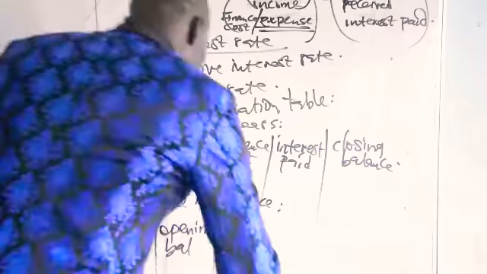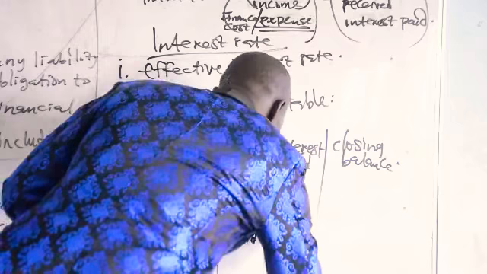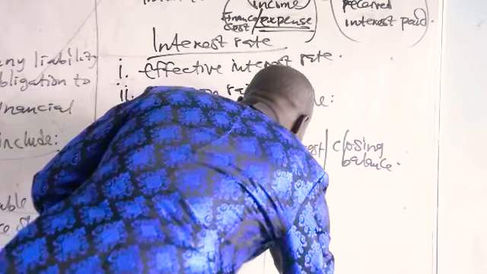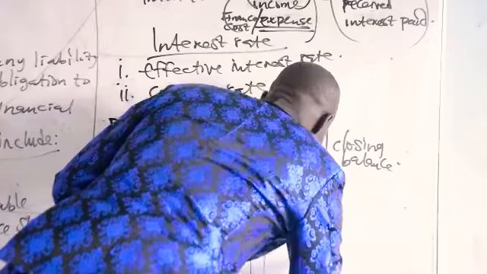Let me have interest paid. Then we have finance cost. Then we have the principal portion. After the payment of that interest, the principal portion: when you subtract the interest paid from the opening balance, you get the portion that relates to the principal.